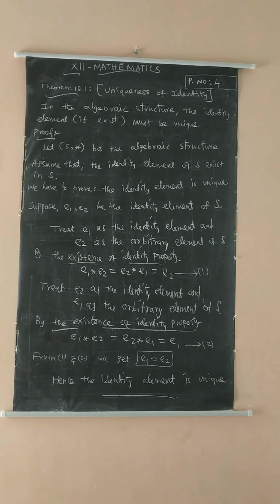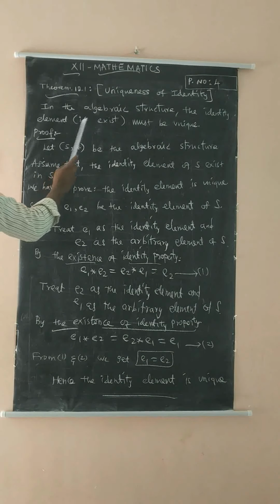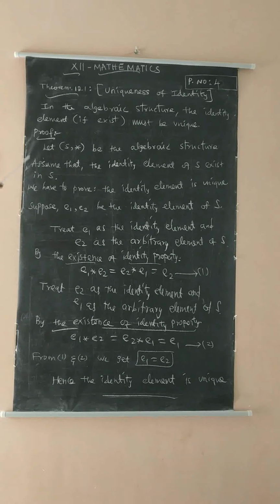Okay, now see theorem 12.1, uniqueness of identity. In an algebraic structure, the identity element, if it exists, must be unique. The identity element must be unique.